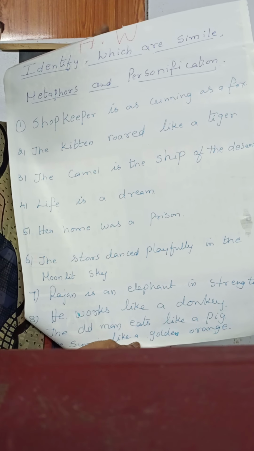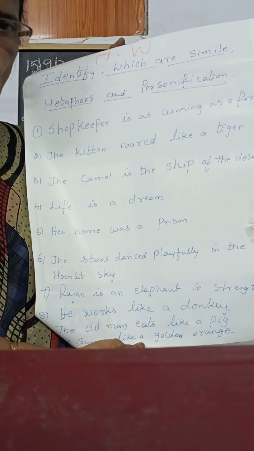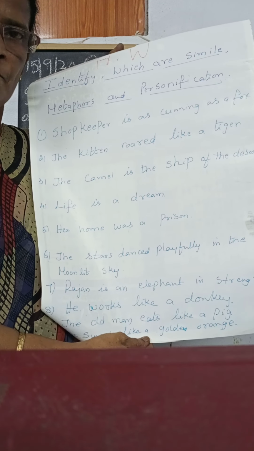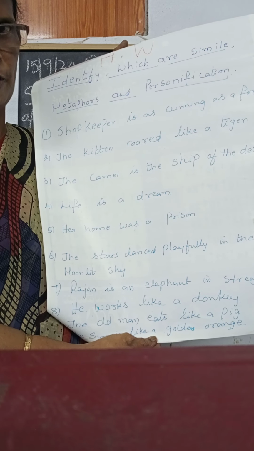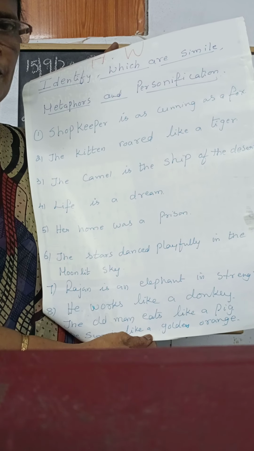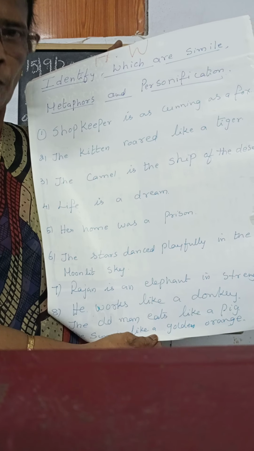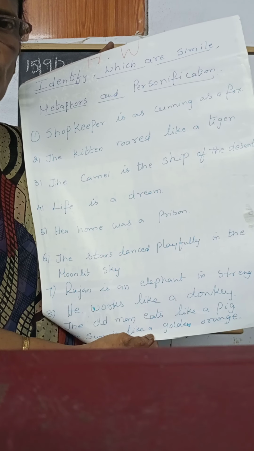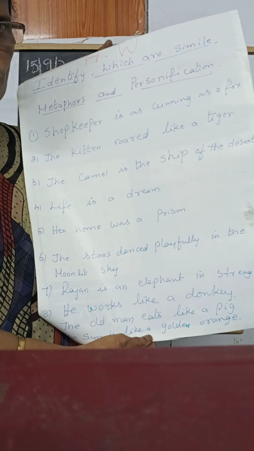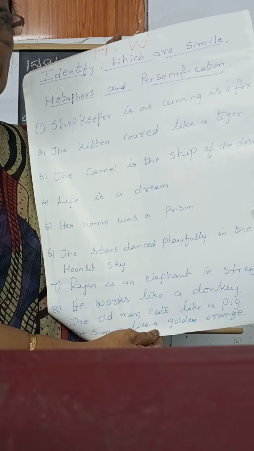So you understand this one. Don't write the wrong answers. Once again, go through the notes I gave: simile, metaphor, personification. Personification means non-human beings, and we treat them as a human. They have a life. So we are treating them as a person, describing as a person. You have to identify and write the correct answers.